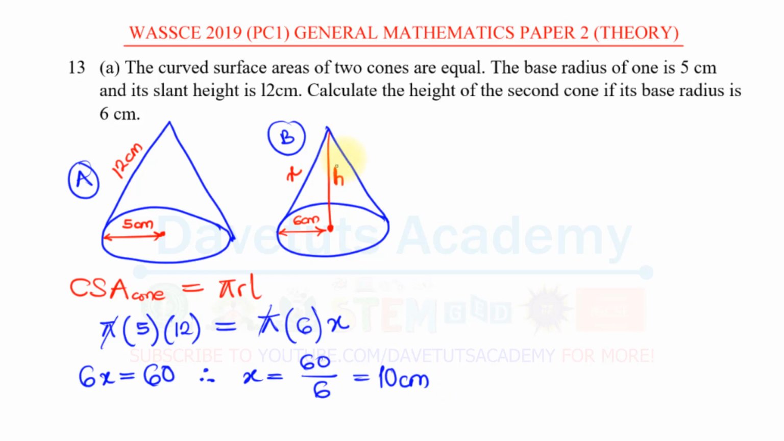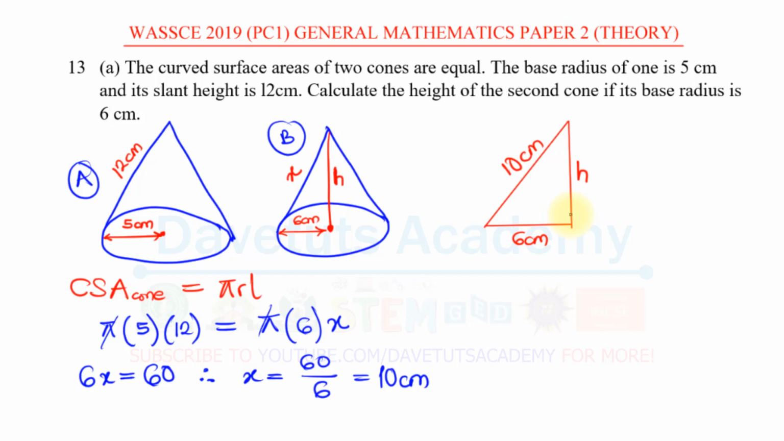But we just got the slant height. If we stop there, we are not going to get our full mark. What we are being asked is to get the height of the second cone. So to get the height of the second cone, we now have something like this. From the cone we have something like this. So this base is 6 centimeters. This height is what we are looking for, and we just got this slant height to be 10 centimeters.